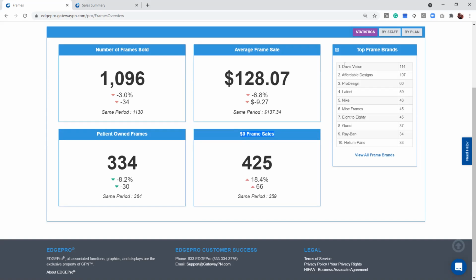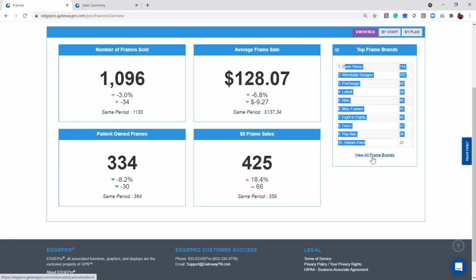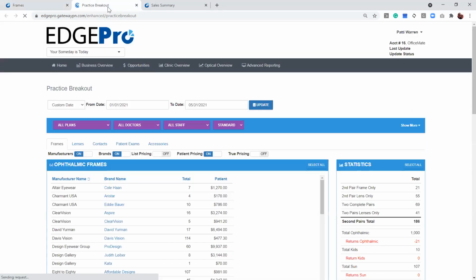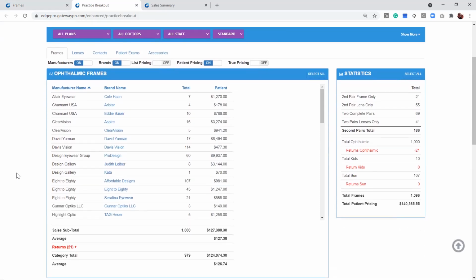Another thing that we have on this page is going to be the top 10 sellers. Now, you also have a link right here to view all of the frames that are sold. So on this page, at a quick glance, we can see Davis Vision and Affordables are kind of our top two frames. Pro Design LaFont is just kind of stacking up our most popular frame sales. And you can click on the View All Frames, and it will take you over to the Practice Breakout so that you can see all of the frames that you sold also.